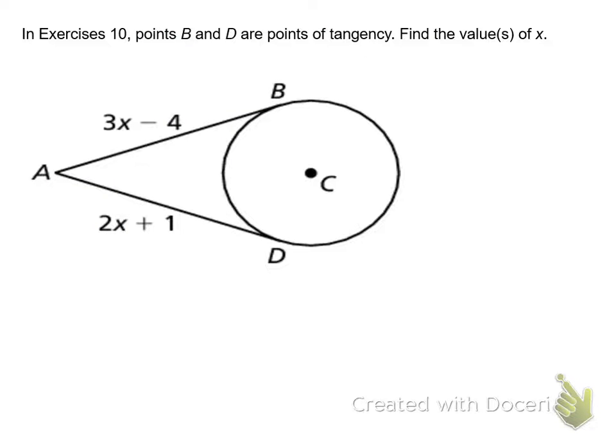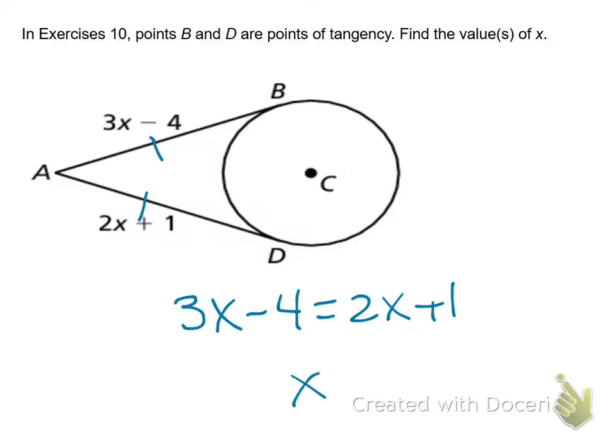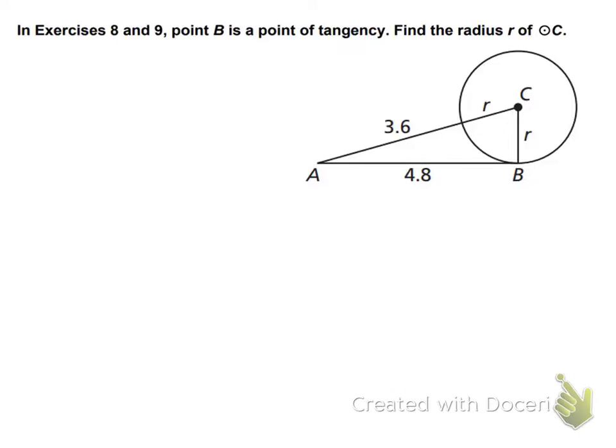And this one, points B and D are points of tangency. Find the value of x. So similar to that last question, most likely. Correct. So what do we do with these two? Set them equal. So what do we get for x? 5. Good.